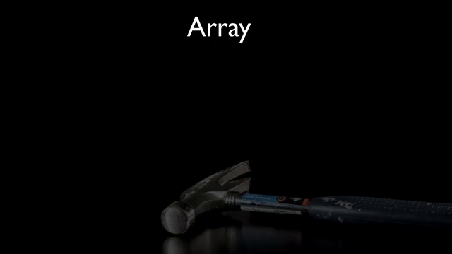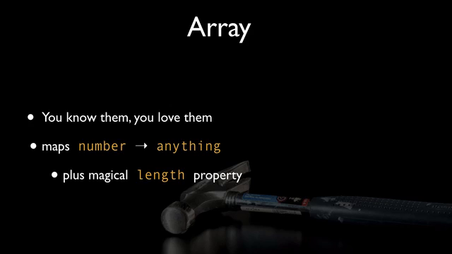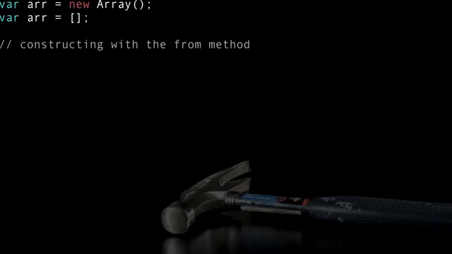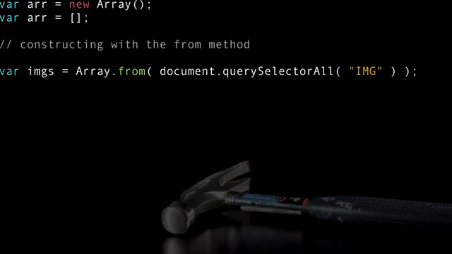So arrays are getting a bit of love in ES6. They're the same arrays that you know and love. They map a number value to anything, and then they have the length property, which kind of gives it all of its magical superpowers. So let's have a look at the array. You construct an array like that. You can also construct an array using the from operator.